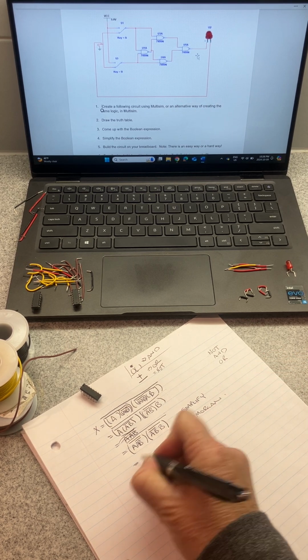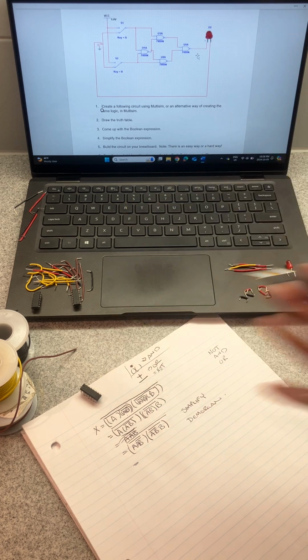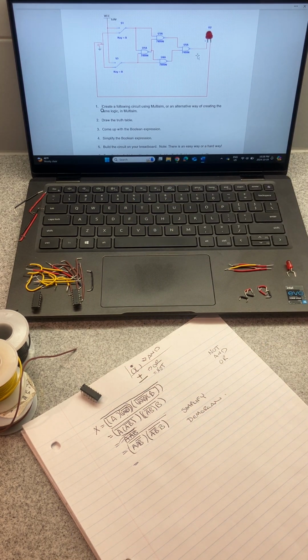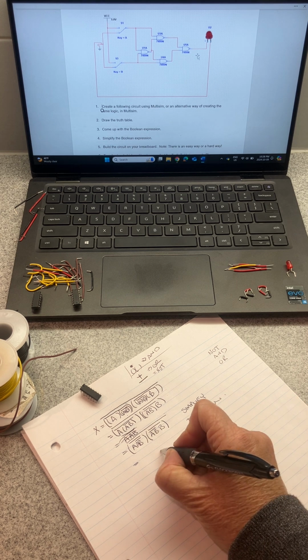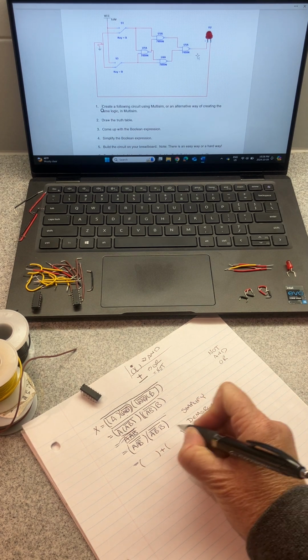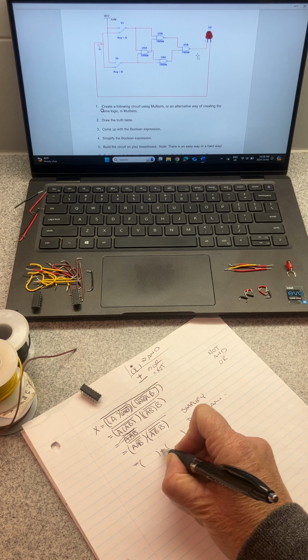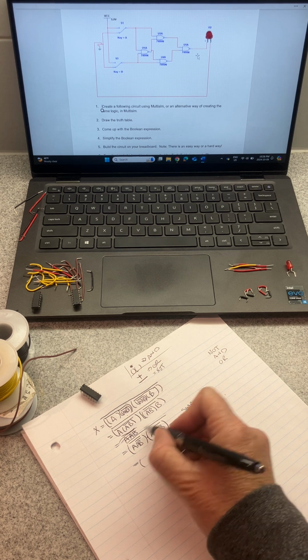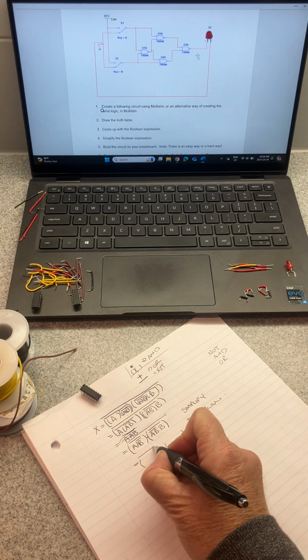De Morgan's theorem says I can break up this big inversion bar that goes across both of these if I change from an AND to an OR. So let me put in the structure. I change the structure from an AND, which is a dot, to an OR, which is represented in Boolean algebra by a plus. If I do that, I can break up these bars.